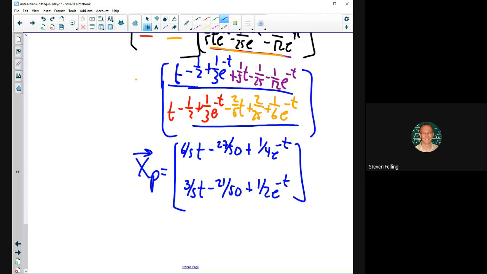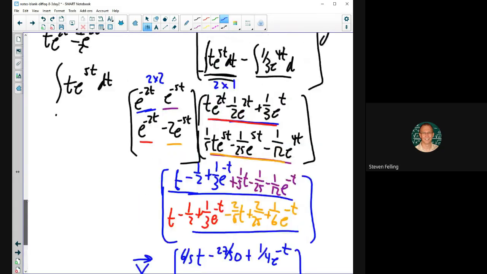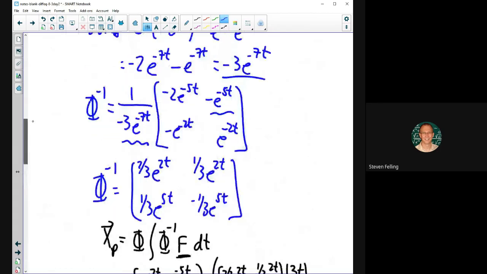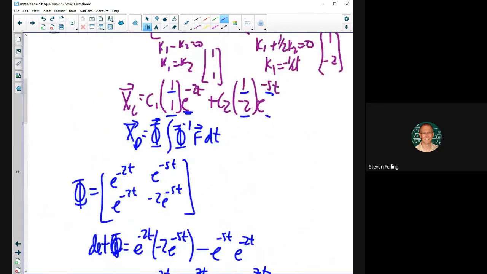Much, much more time consuming than the table method, but this method will work all the time. And there's no danger of absorption or any other weirdness happening. Okay, then finally the general solution would be the complementary solution plus that. So let me put them all together at the end.